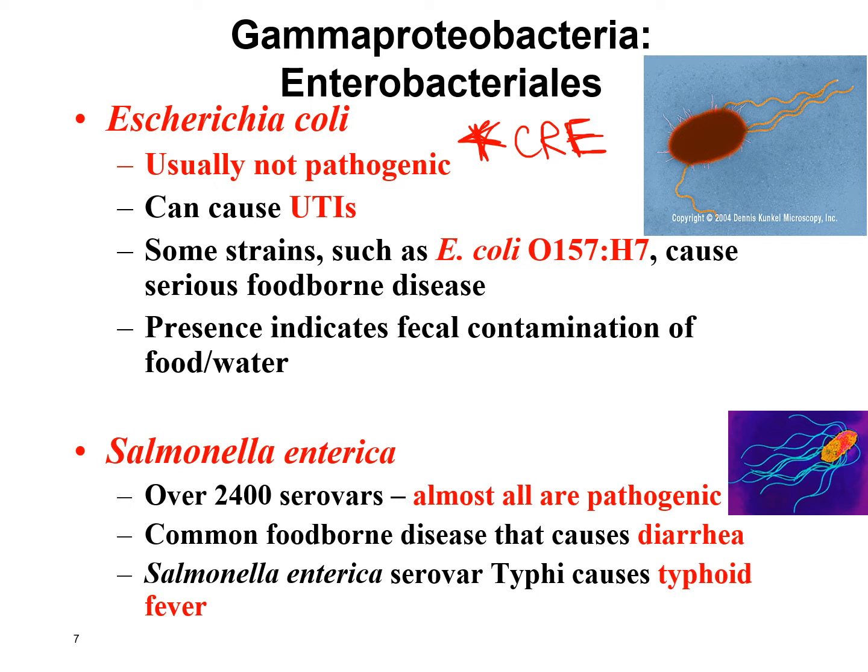Okay, our next gram-negative bacteria is Salmonella enterica. There are over 2,400 different serovars, and a serovar is just another name for a strain. Almost all of the Salmonella serovars or strains are pathogenic, meaning they cause disease. So if you have Salmonella that gets inside your GI tract, it's probably going to make you sick. And where you get infected with Salmonella, most of the time it's going to be from food.